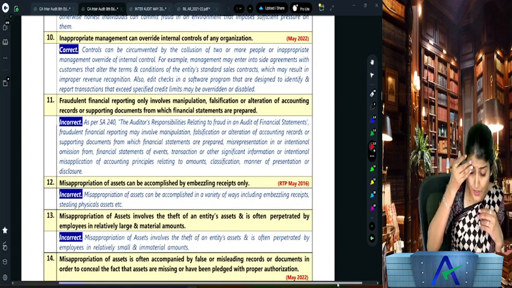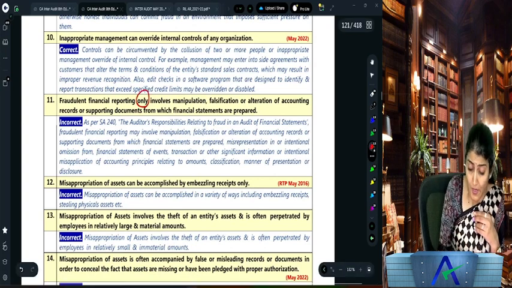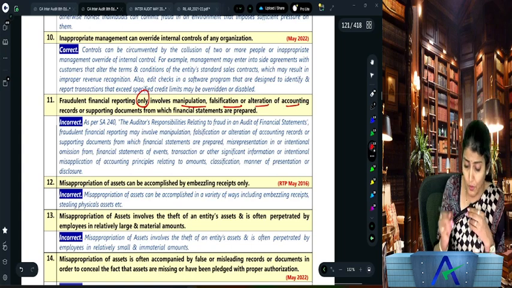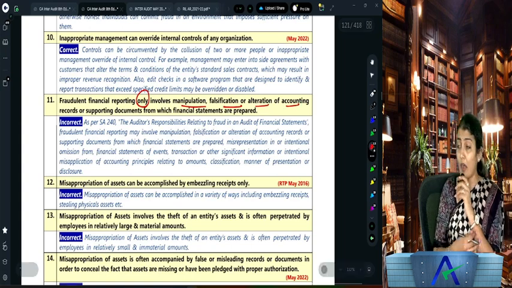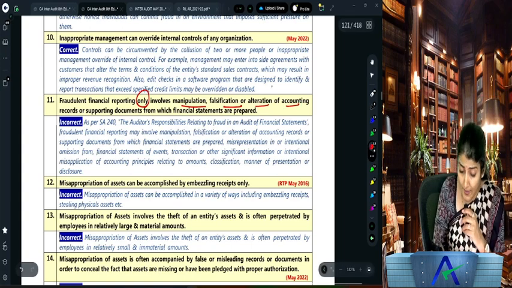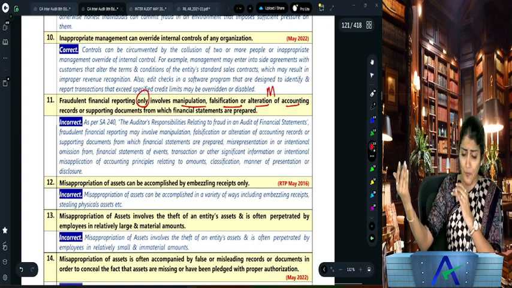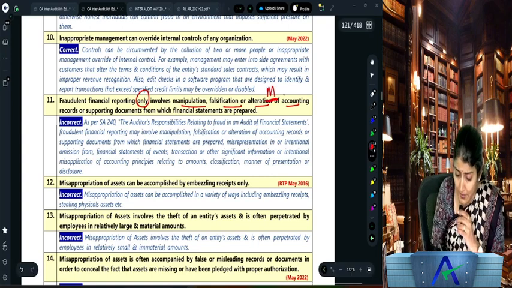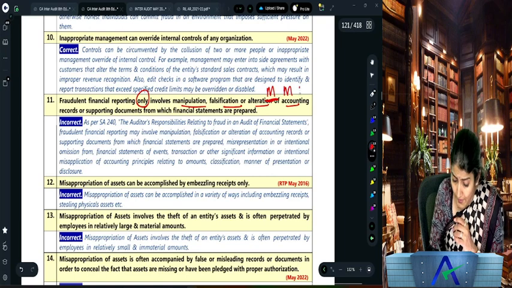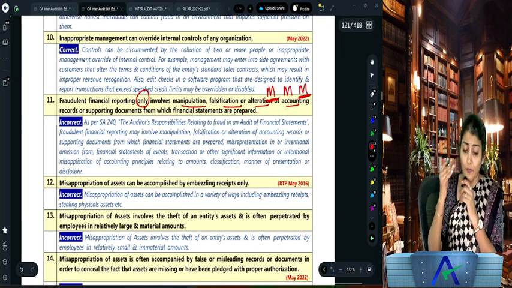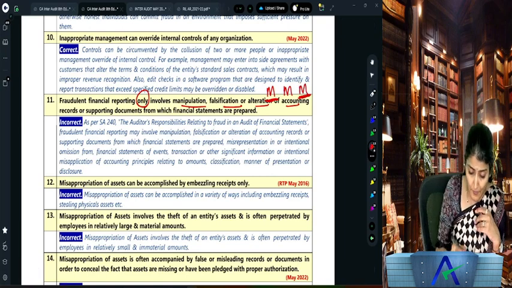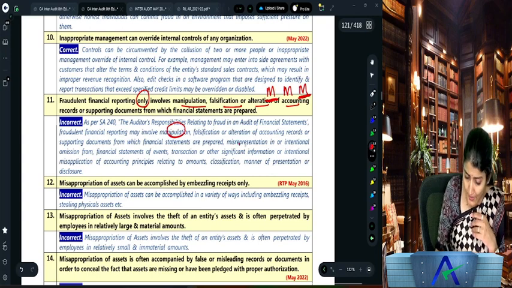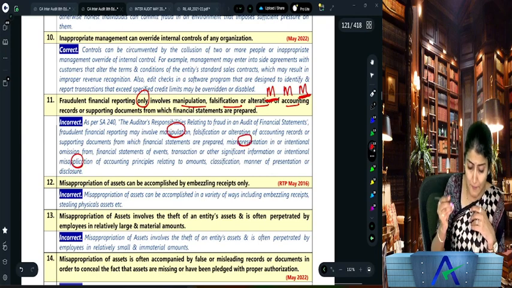So over here, what are the other questions, which are correct and incorrect? Fraudulent financial reporting only involves manipulation, falsification, or alteration of accounting records. No, how many M's were there? Three M's, right? The fourth one was the management override of control. But manipulation, misrepresentation, or the misapplication of the accounting policies and principles. So what does it say? Manipulation, misrepresentation, or the misapplication.